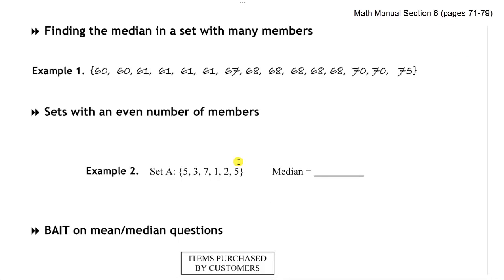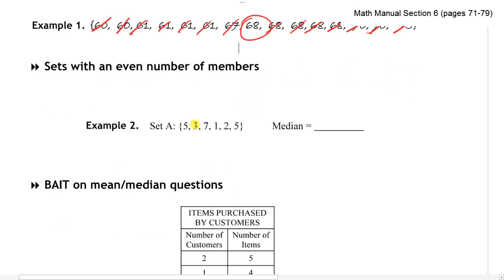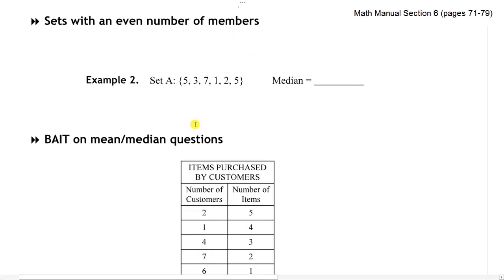Finding the median in a set with many members. A lot of students already know to do this, but I would suggest the end-to-end cross-off method. So the low 60 and the high 75 go, this low 60 and this high 70, this low 61 and this high 70, and so on and so forth. And you just keep going like that until you get to the number or numbers in the middle of the set. So the end-to-end cross-off method is probably the simplest, most systematic way of whittling your set down to the median.